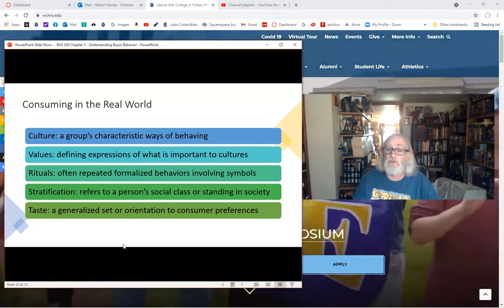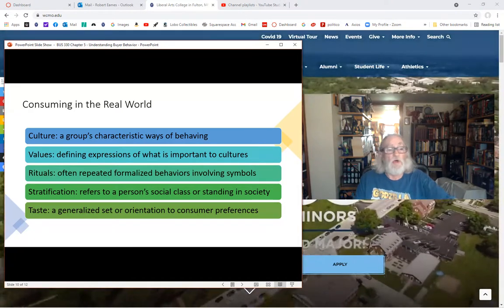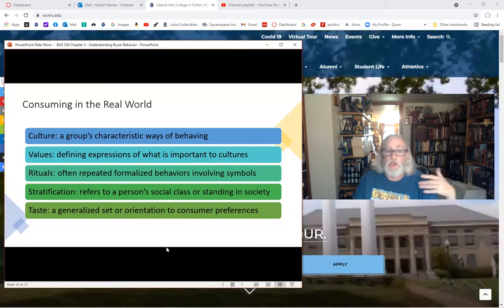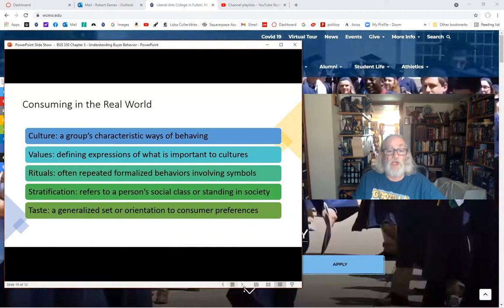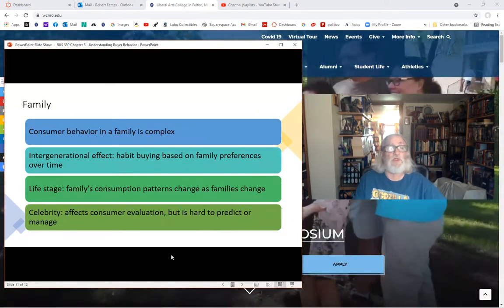And so we can appeal to that particular segment of it we want. And then, of course, taste. Well, we could have used a lot of words besides taste here, but taste is really a generalized set of preferences, you might say, that consumers have. So that is just some of the things that we're going to see in the real world.